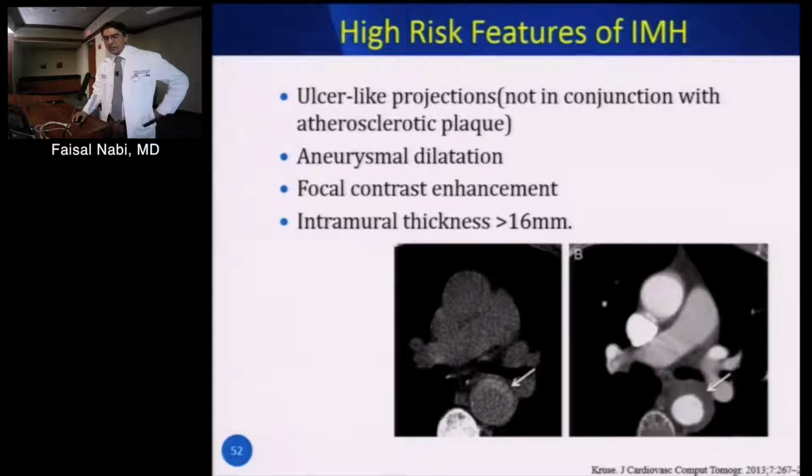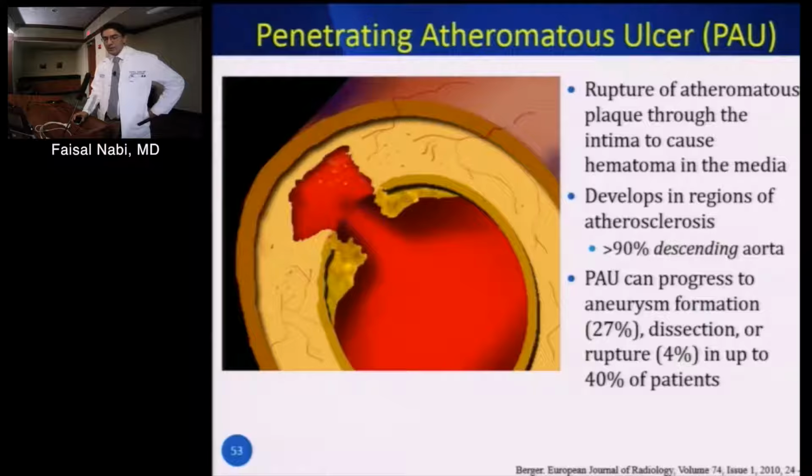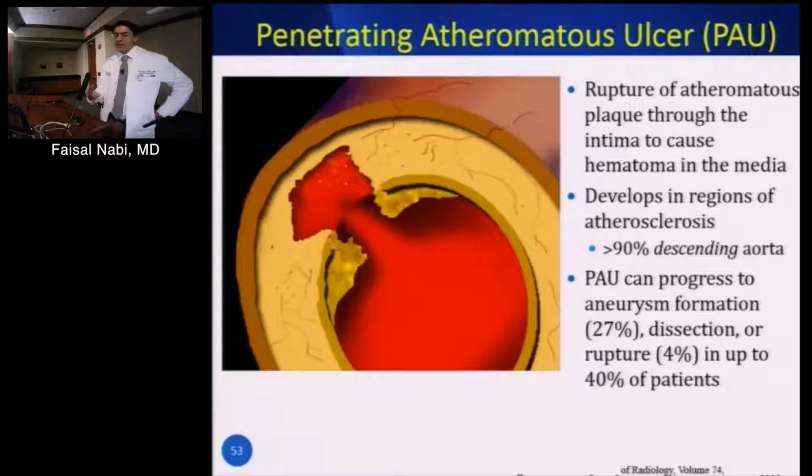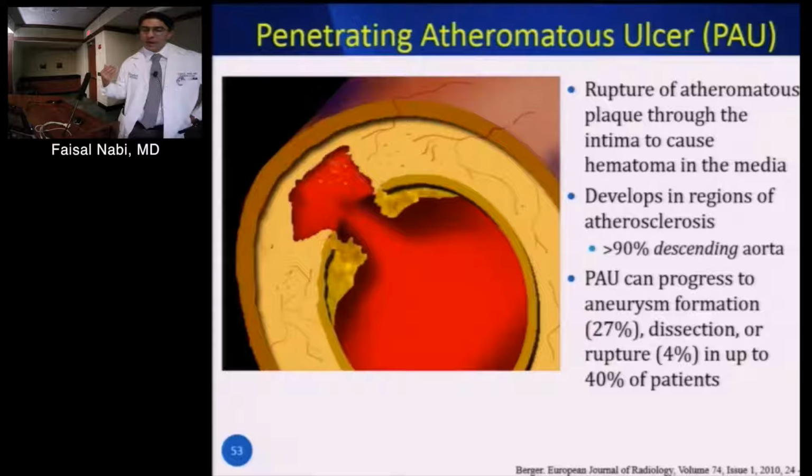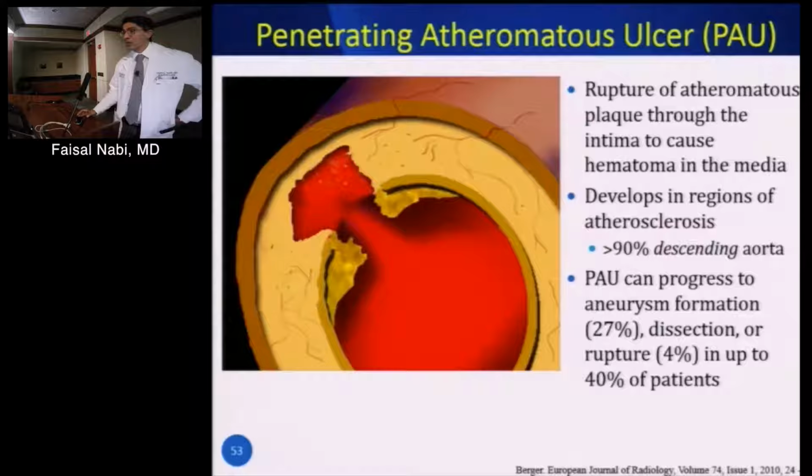So finally, penetrating atheromatous ulcers, also known as PAUs. Here, you really have to have atherosclerotic disease. Because of an inflammatory process, the internal lamina has eroded, and you have a plaque that has ulcerated into the media. Classically, it occurs in regions of atherosclerosis, with 90% being in the descending aorta. This can progress like the other acute aortic syndromes, to either aneurysm formation in 27%, dissection, or rupture.